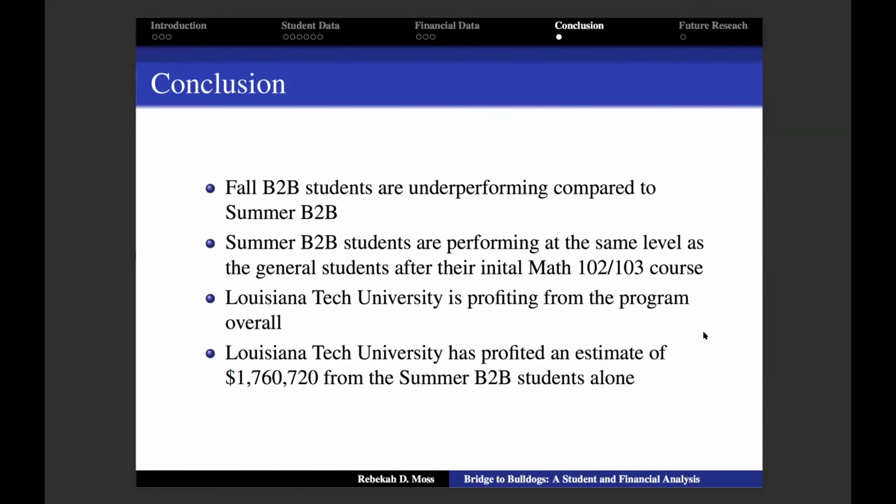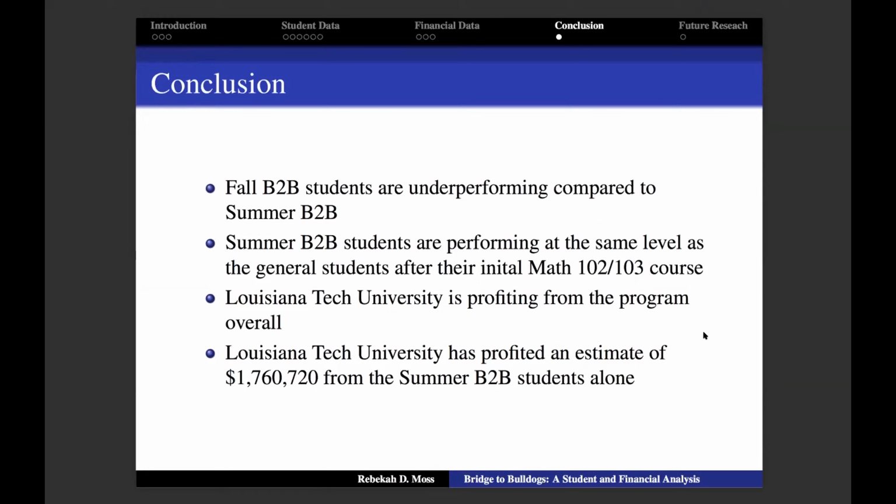So then in conclusion, in regards to the student analysis, we found that the students who began the program in the fall were underperforming compared to the students who began the program in the summer. Also, we found that the summer Bridge to Bulldog students are performing at the same level as the general students after their initial math class, which means that after that initial class, their math deficiencies have been handled. So the program is efficient and effective.